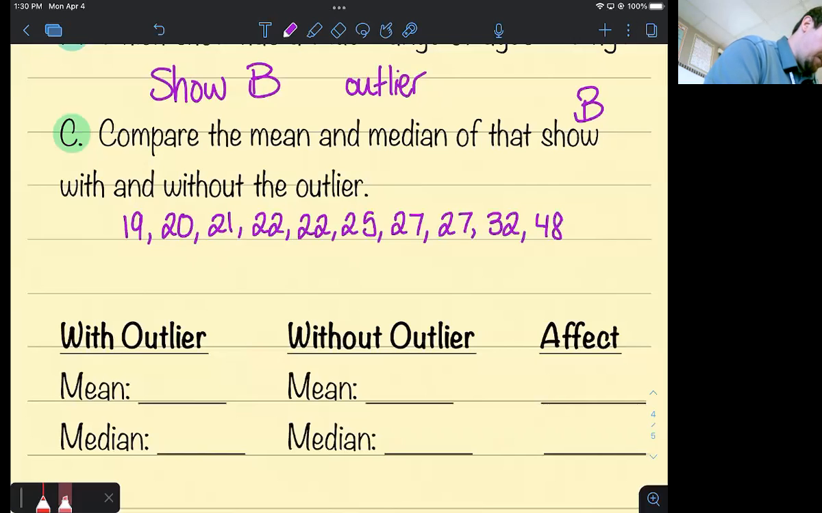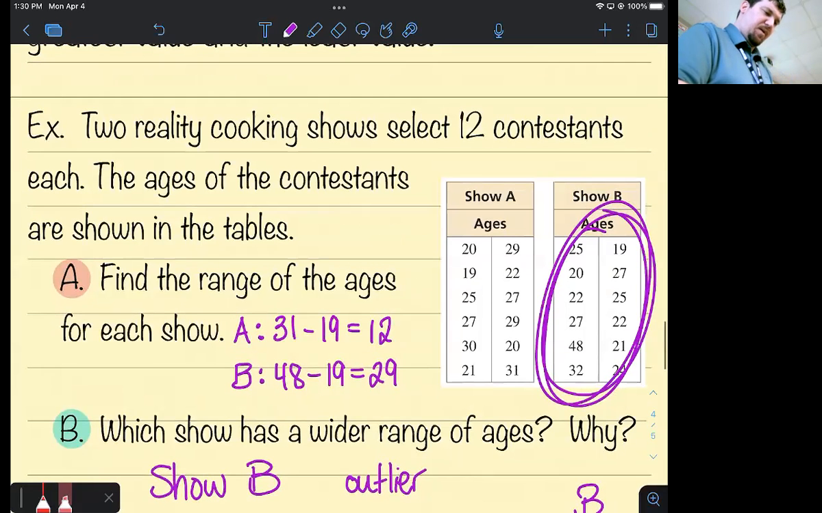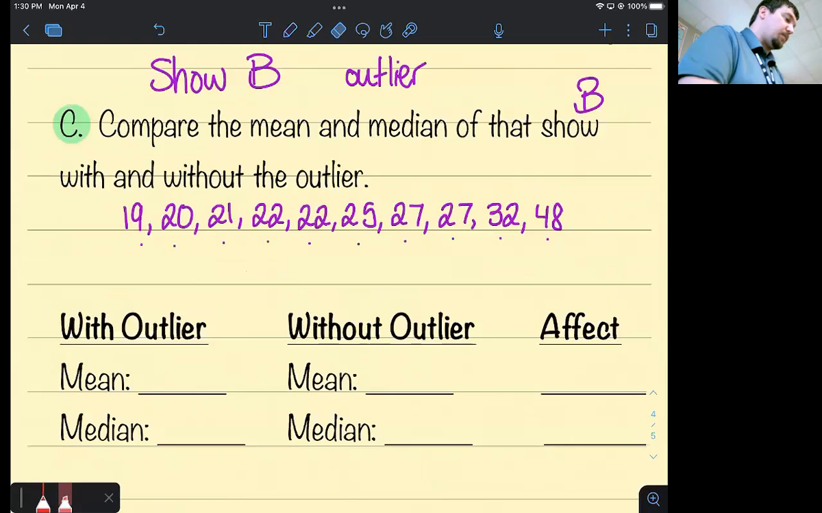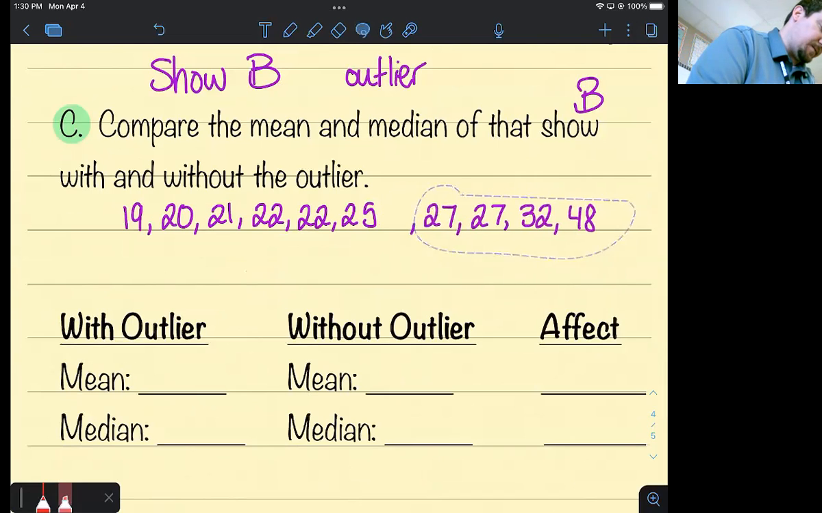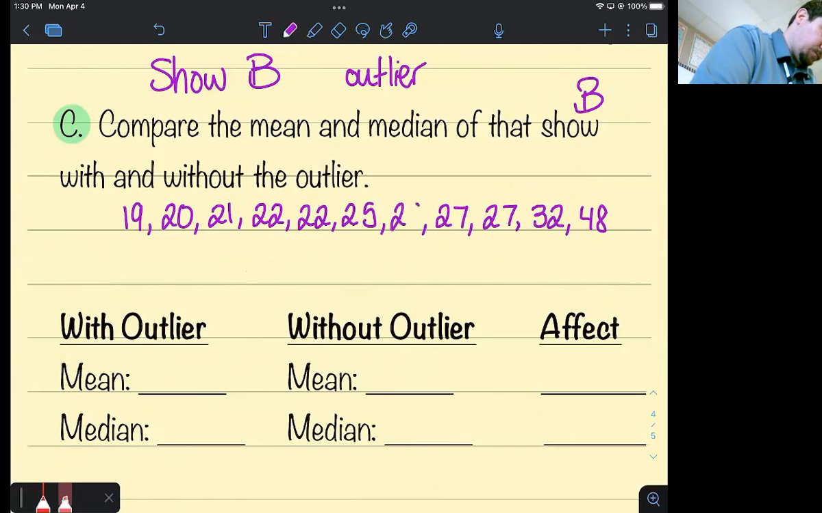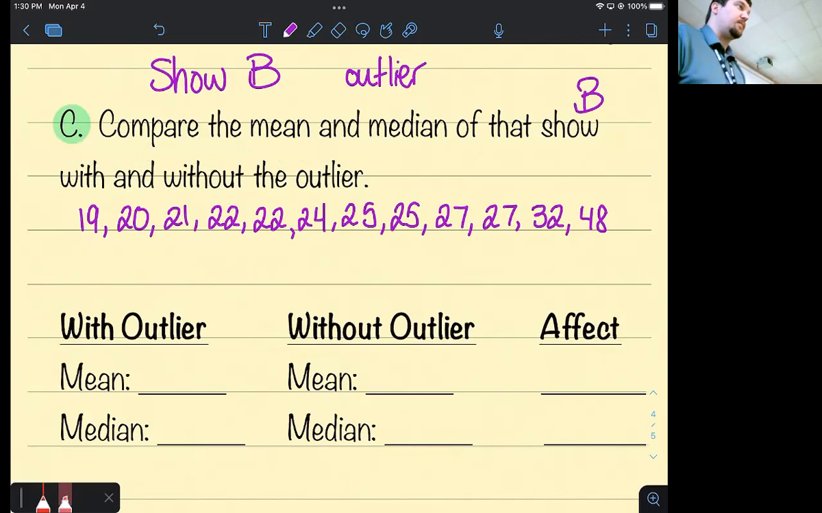Okay, so there should be 12 numbers there. 1, 2, 3, 4, 5, 6, 7, 8, 9, 10. Or was there 10? There should be 12. I think we skipped a couple. Which two did we skip? Come on, all you guys out there paying attention. There's 2 25s. And there's a 24. All right, there we go. Do we agree with this?